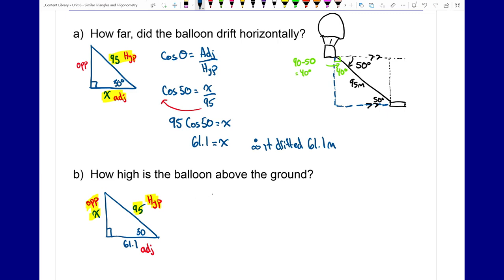So O and H, that is going to be sine. So sine theta equals opposite over hypotenuse. Sine of our angle, sine of 50, is equal to x over 95. Because that missing value is on top, I bring up and I multiply. So this works out to be a nice calculation. So 95 times sine 50 equals x. Again, just a calculation.